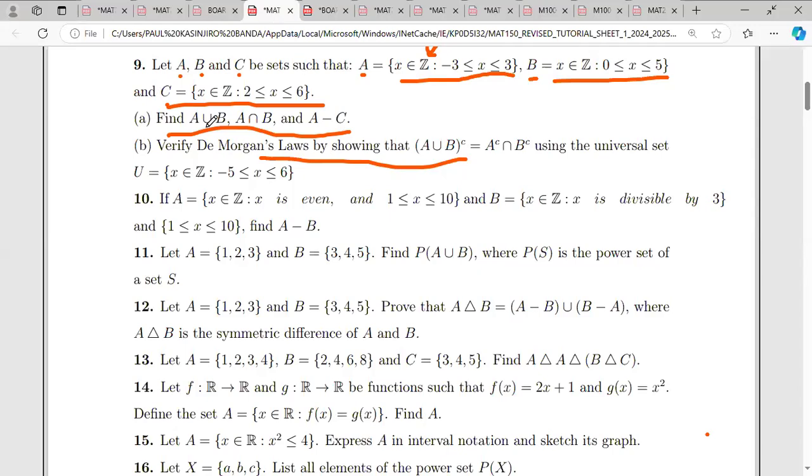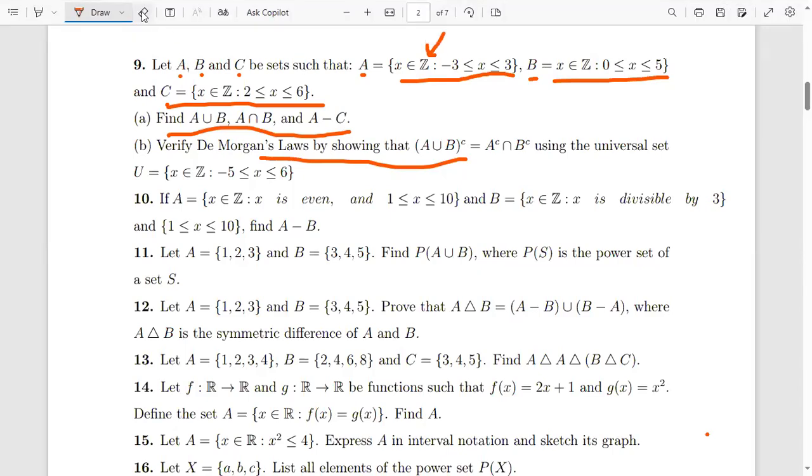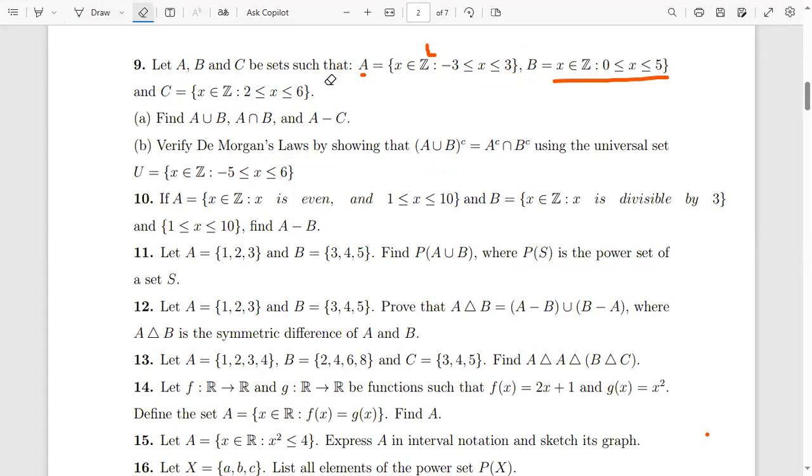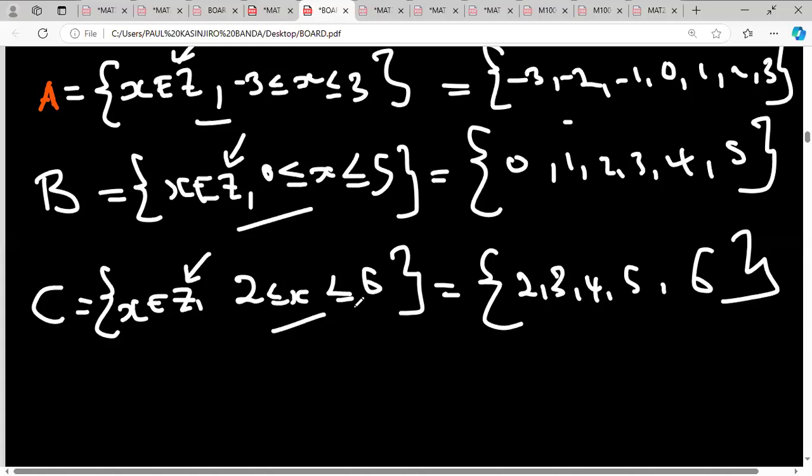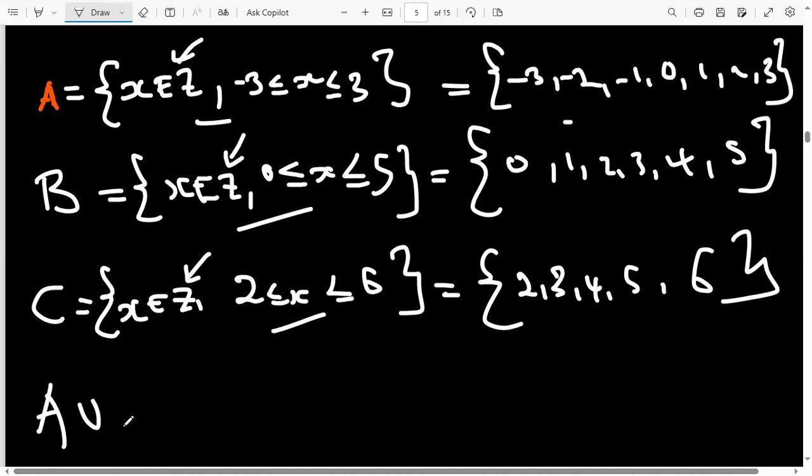So the first one, they're saying find A union B. So we're finding A union B, and then we're finding A intersection B, and then we're finding A minus C. So let's do that. I'll write A union B at first.